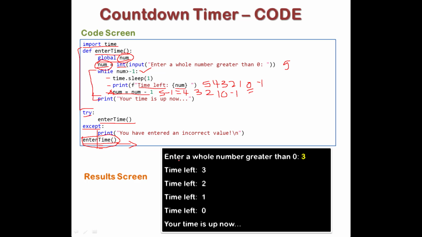So here are the results. Enter whole number greater than 0. You enter 3. Time left is 3, time left is 2, time left is 1, time left is 0. Your time is up now.